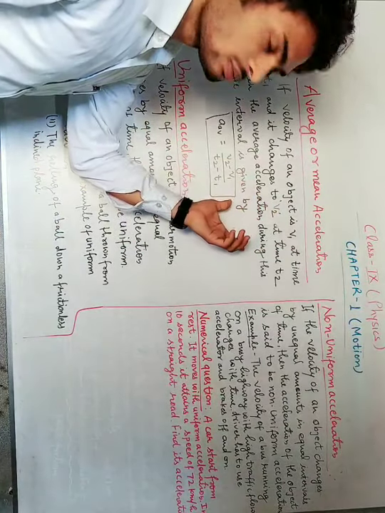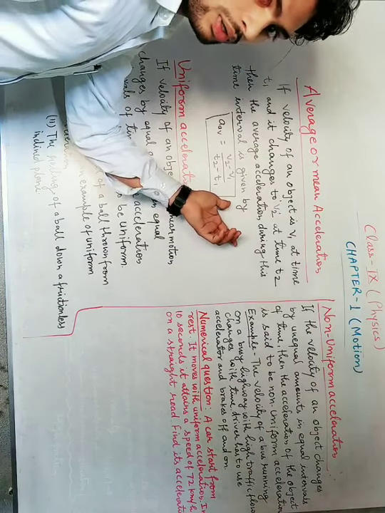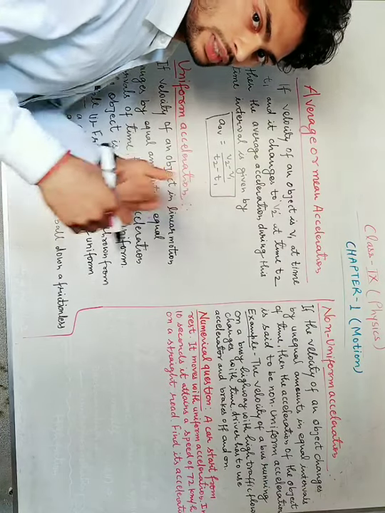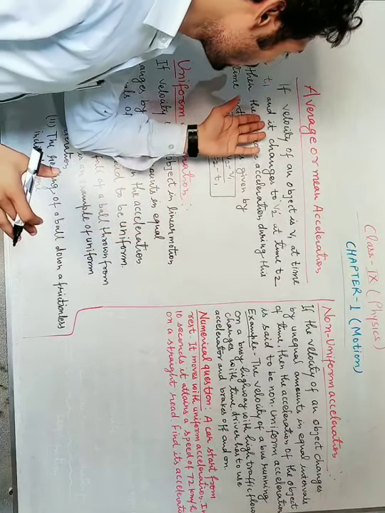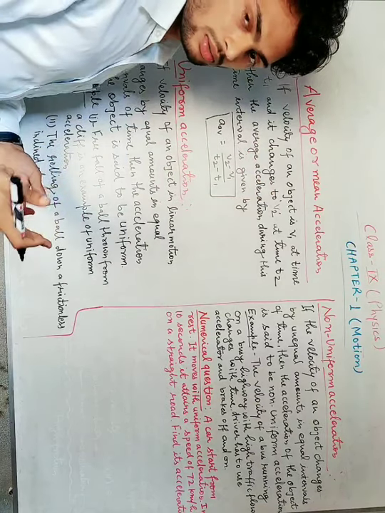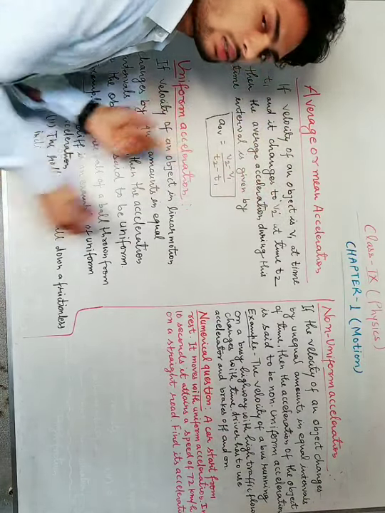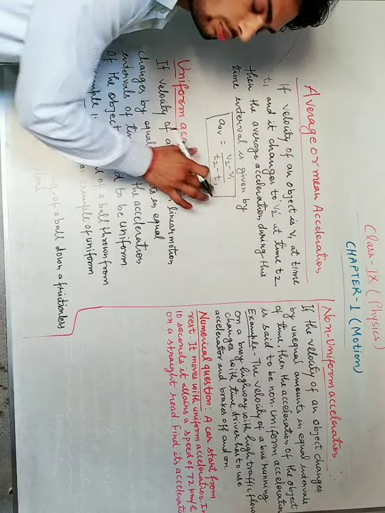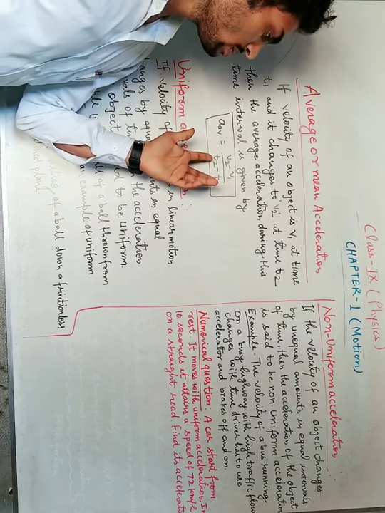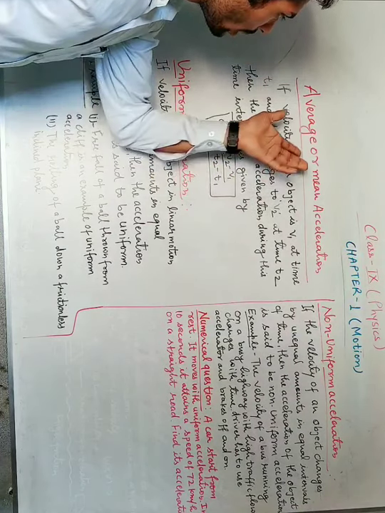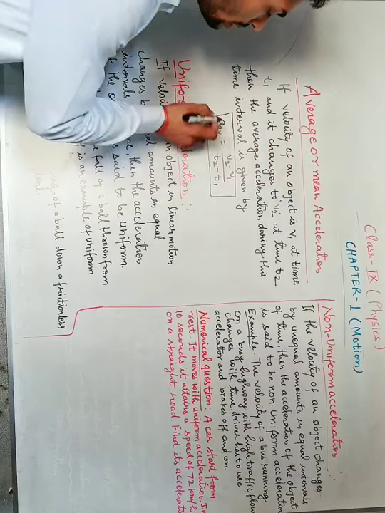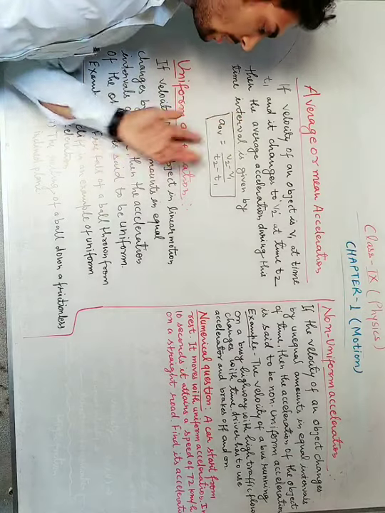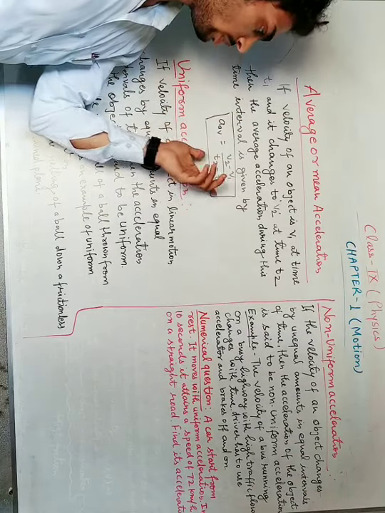Average or mean acceleration. If an object moving with velocity v1 at time t1 changes its velocity to v2 at time t2, then average or mean acceleration is given in this way: v2 minus v1 upon t2 minus t1, means change in velocity by change in time. So average acceleration, represented by a average, equals v2 minus v1 upon t2 minus t1.